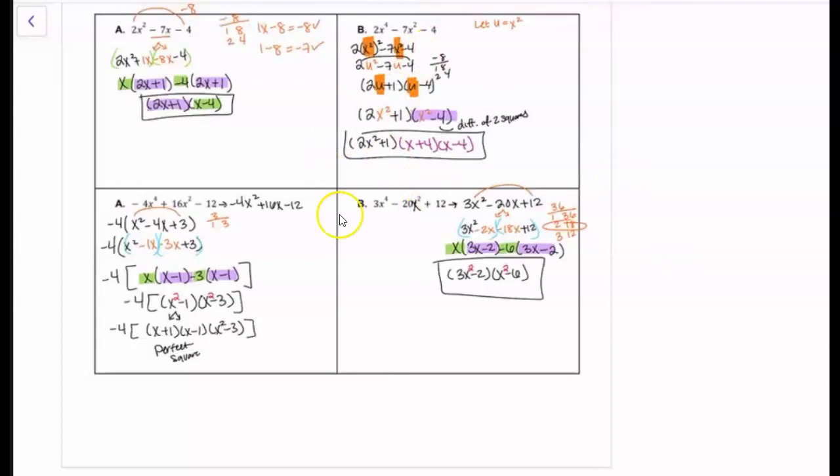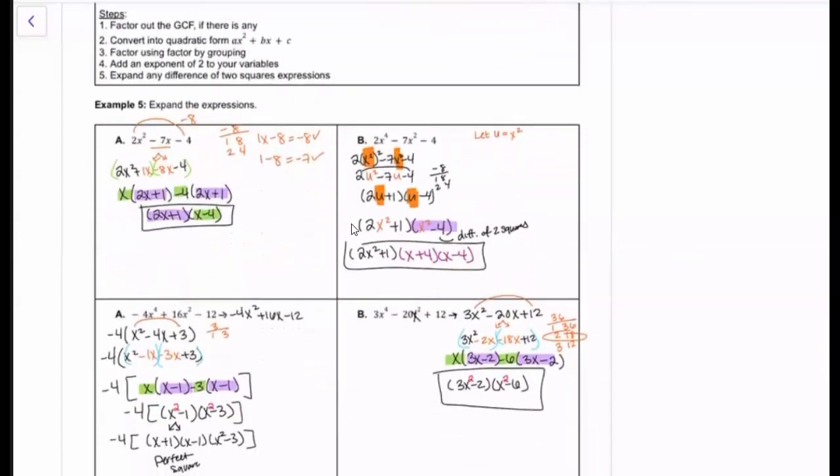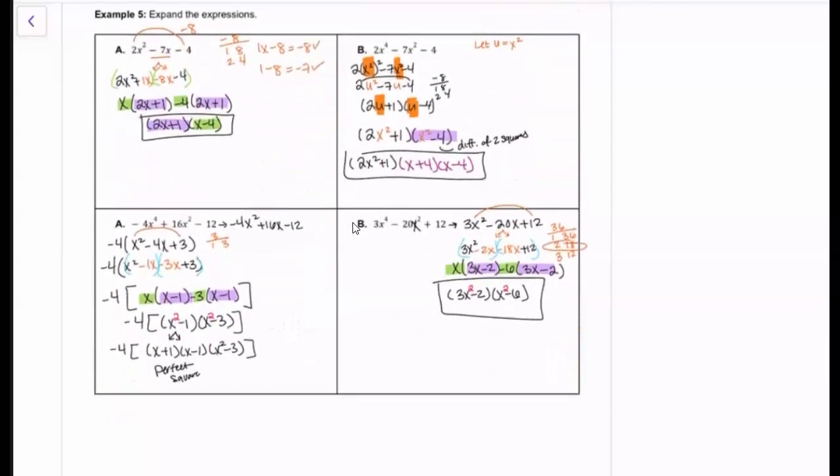So these are your examples. Very, very tricky compared to the first part of the notes. So you will have to practice a little bit more with quadratic factoring.